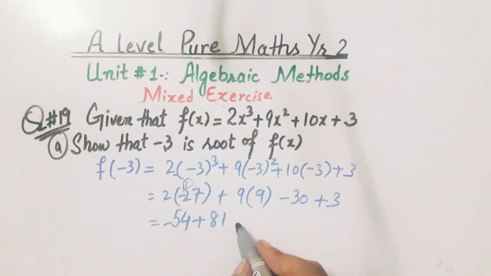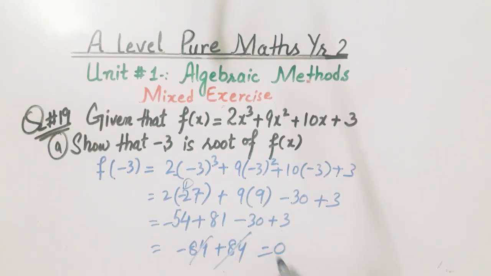Now you can see minus 54 and minus 30 is minus 84. 81 plus 3 is plus 84. Both are cancelled out and the answer is 0. It means minus 3 is a factor. Now we will solve the B part.